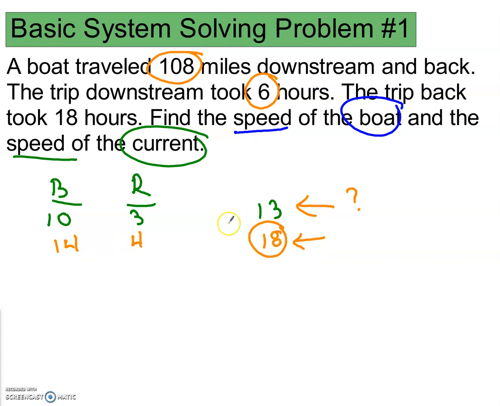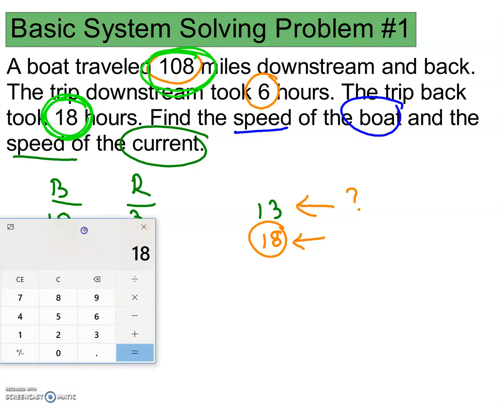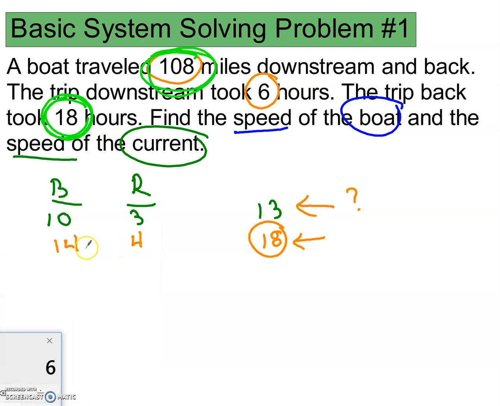So we've got the 18 going downstream, but going back upstream, how fast are they supposed to be going? Well, we've got this 108 miles still, but now it takes 18 hours. So how fast is that? 108 miles divided by 18 hours, that's 6. Okay, so my guess didn't work, because even though they add together to get 18, 14 minus 4 doesn't give me 6, so I need to guess a different pair.